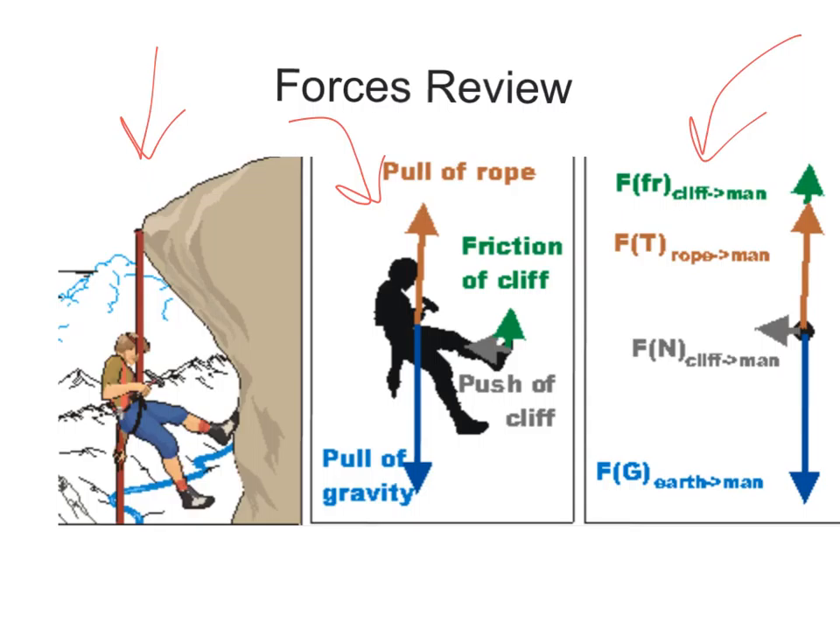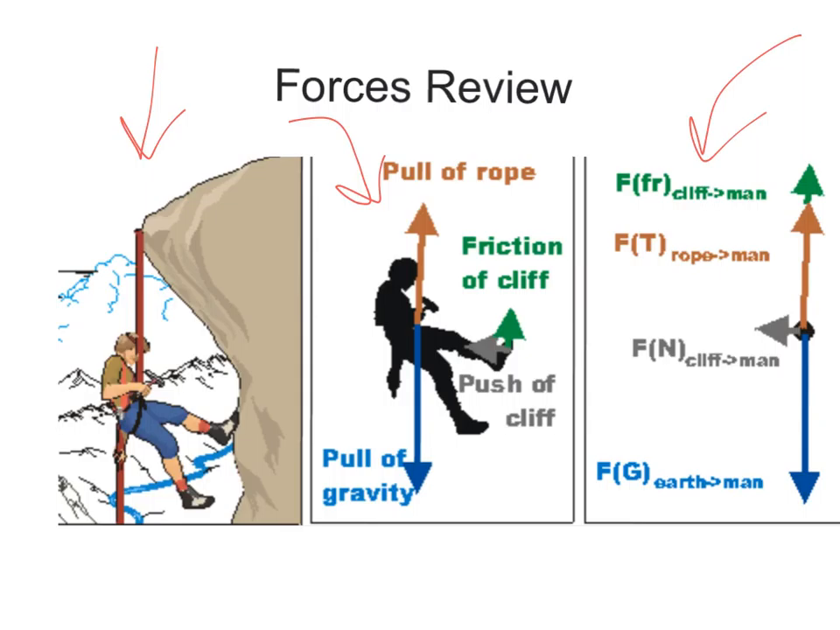The green arrow at the top is the force of friction between the cliff and the man. The brown arrow there in the middle is the force of tension between the rope and the man. And the little gray arrow going to the left is the normal force of the cliff and the man pushing against each other. And then there's the force of gravity between the earth and the man.